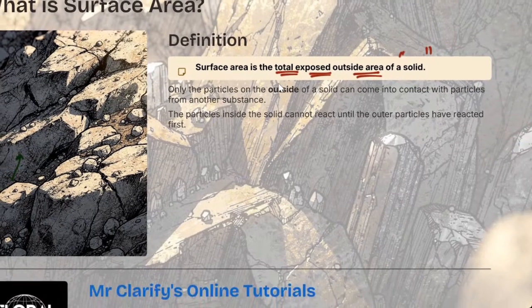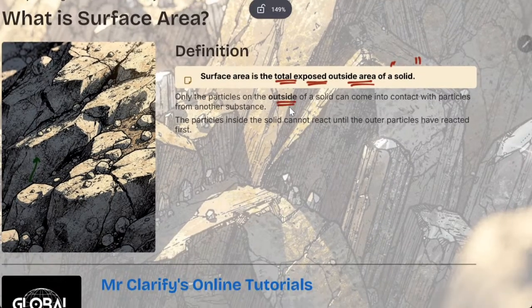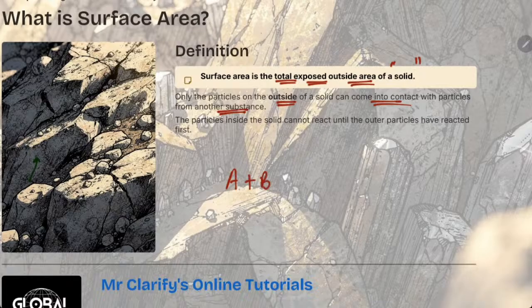Okay? Now, why is this important? Why do we want to know this surface area? Why do we want to know the total exposed area? It is because only the particles that are outside or that are exposed will come in contact with the other reactant for there to be a reaction. For there to be a reaction, A and B must meet, right? They must collide. Now, the more they are exposed, the more they will react. So if we have more particles of A exposed, they'll be meeting B and reacting.